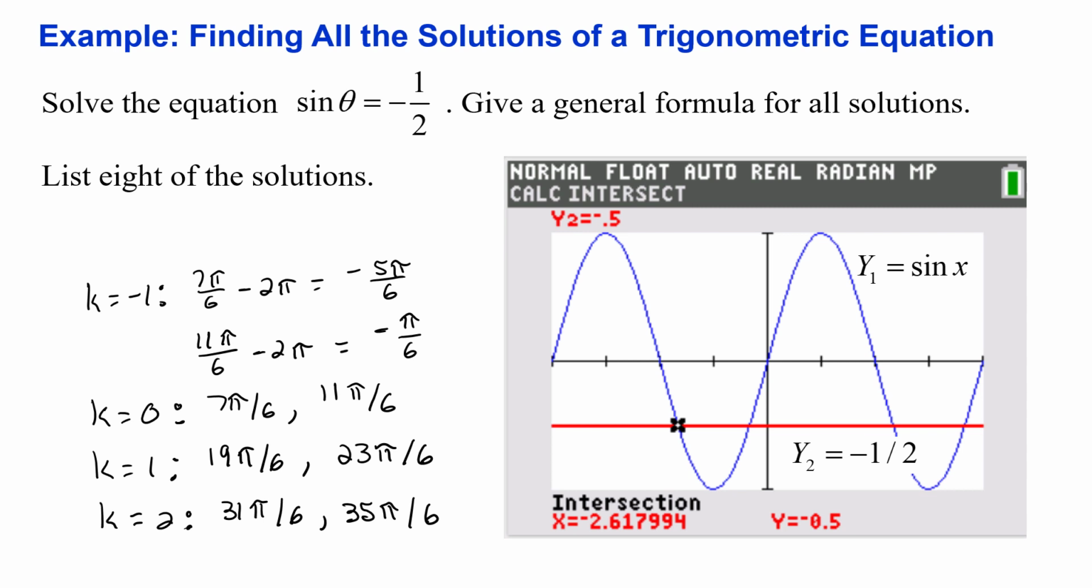From the screenshot of our calculator, we can see one of the intersection points is highlighted, and the value of x given by the calculator is x equals negative 2.617994. And this is the decimal approximation of negative 5 pi over 6, which was the first solution we listed on the prior slide for k equals negative 1.